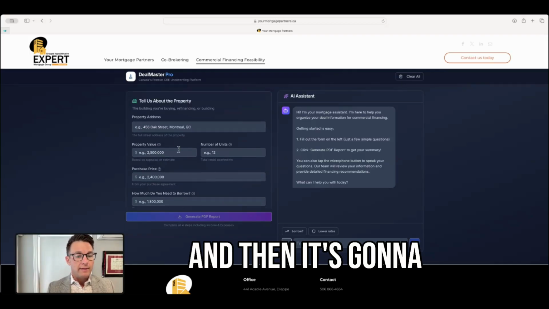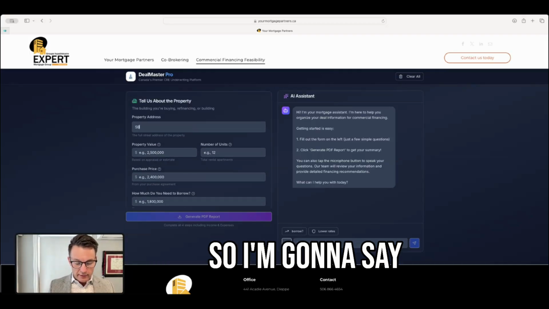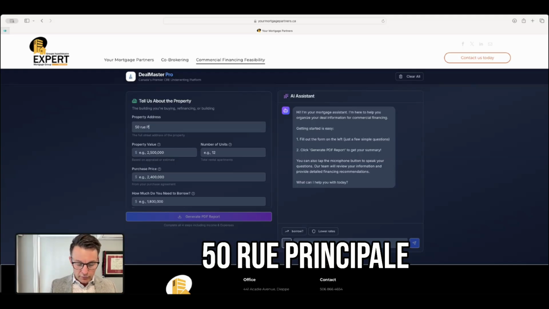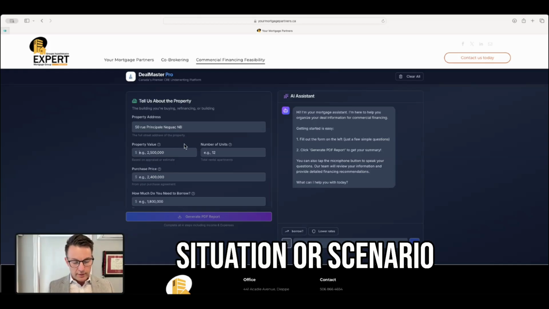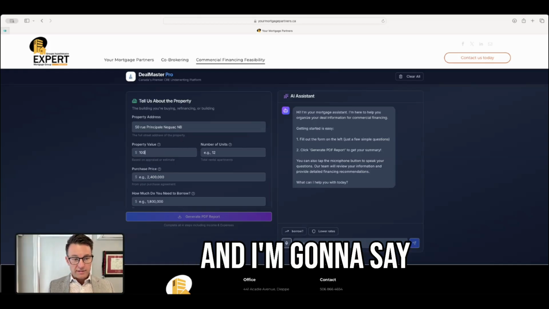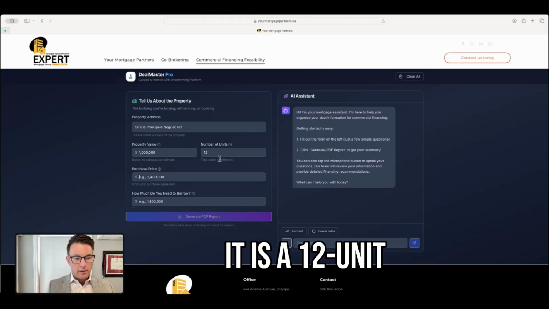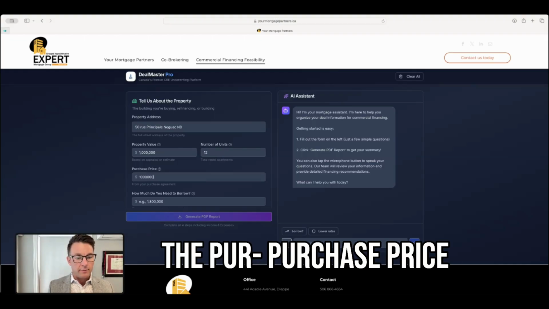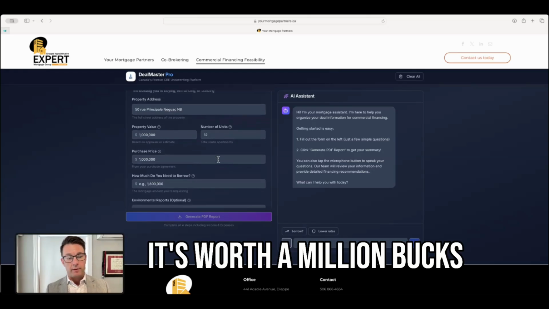I go continue. And then it's going to ask me for information about the property. So I'm going to say, okay, this is 50 Rue Principale in Nigadoo, New Brunswick. Again, this is a hypothetical scenario. I'm paying $1 million for this property. It is a 12 unit. The purchase price is going to be the same as the property value in this case. I'm paying $1 million, it's worth $1 million.